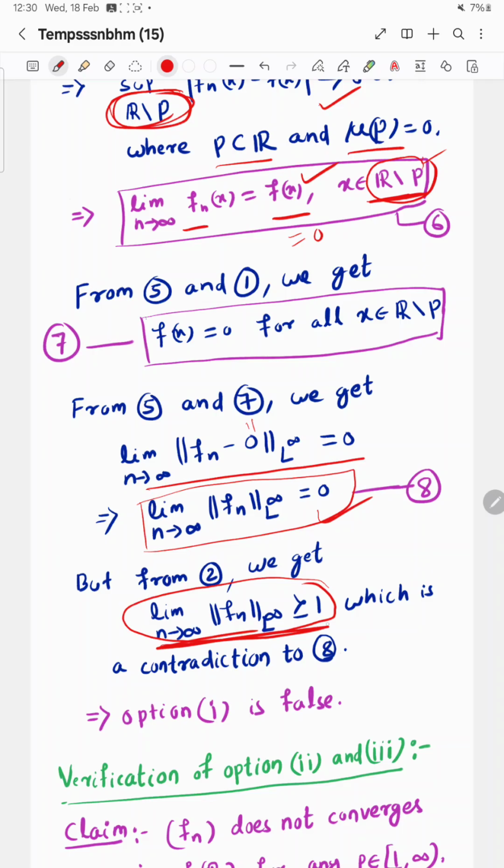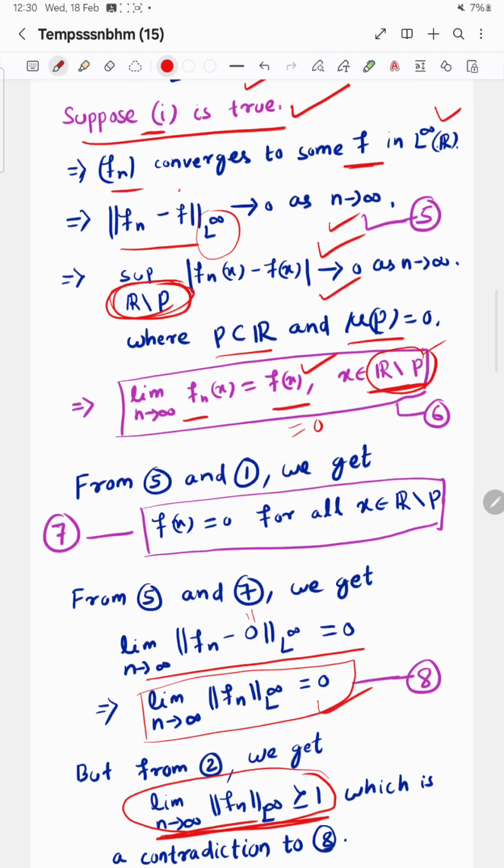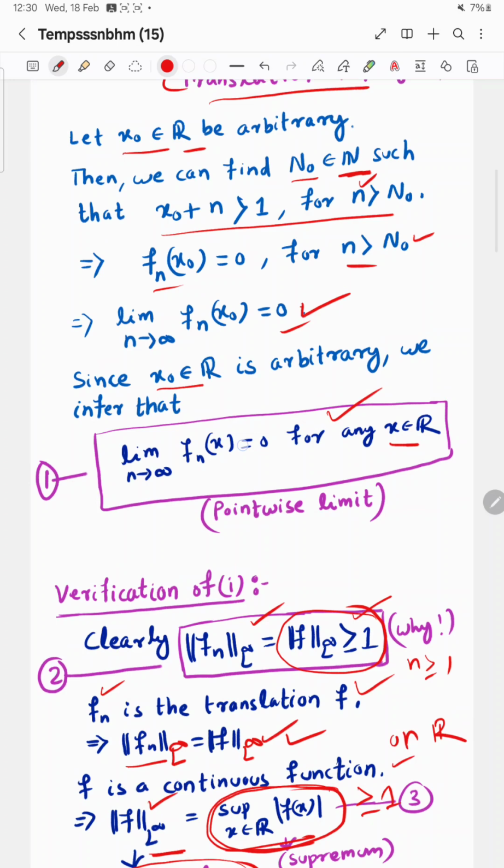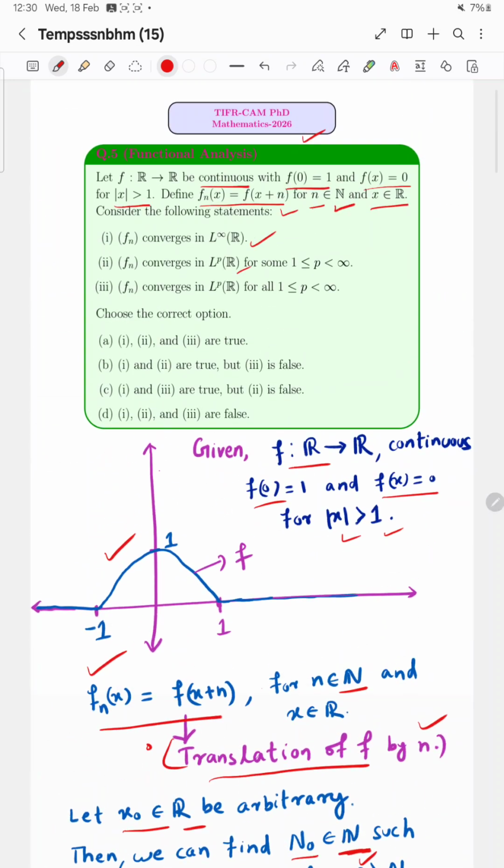This contradiction is coming due to the assumption that f_n converges to f in L infinity. So this assumption is wrong, which means option 1 is false. Okay, this is a false option.